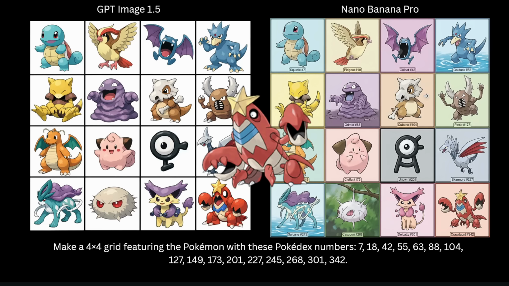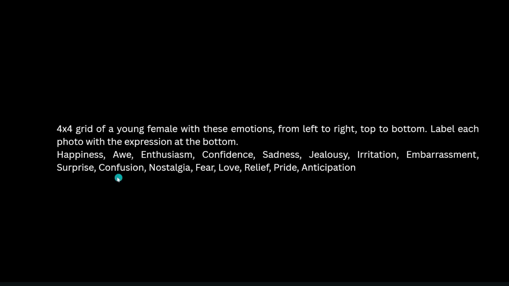Alright, here's another tricky example testing how good it is at rendering expressions and emotions. So here I'm going to prompt it with a 4x4 grid of a young female with these emotions from left to right and then top to bottom. We have happiness, awe, enthusiasm, confidence, sadness, jealousy, irritation, embarrassment, surprise, confusion, nostalgia, fear, love, relief, pride, and anticipation.